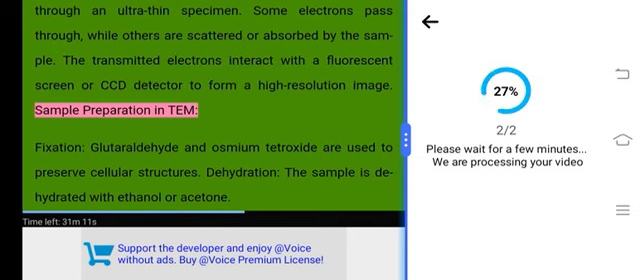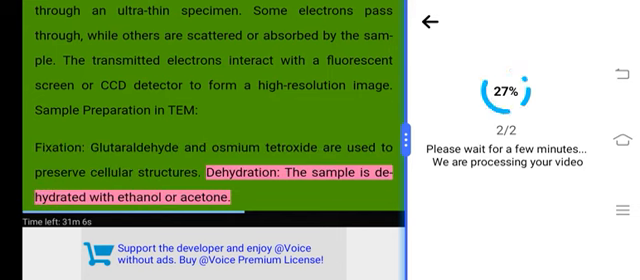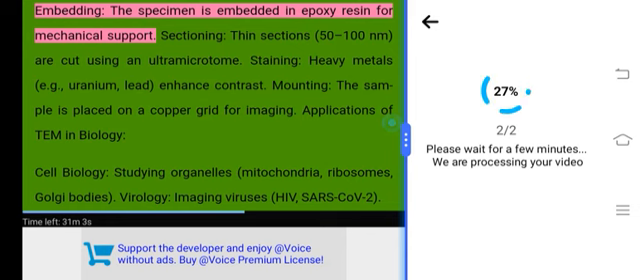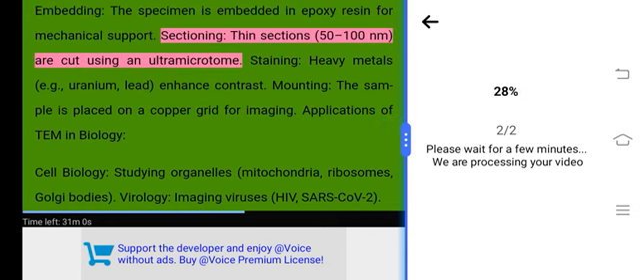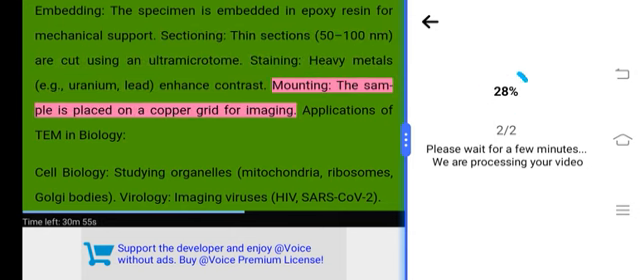Sample preparation in TEM. Fixation. Glutaraldehyde and osmium tetroxide are used to preserve cellular structures. Dehydration. The sample is dehydrated with ethanol or acetone. Embedding. The specimen is embedded in epoxy resin for mechanical support. Sectioning. Thin sections, 50-100 nanometers, are cut using an ultramicrotome. Staining. Heavy metals, e.g., uranium, lead, enhance contrast. Mounting. The sample is placed on a copper grid for imaging.